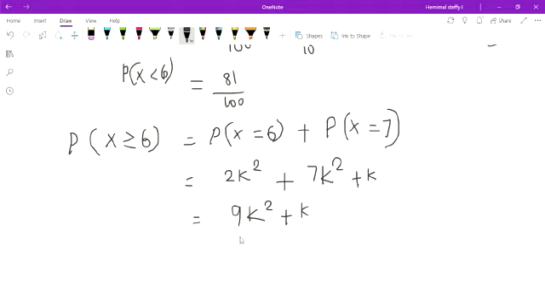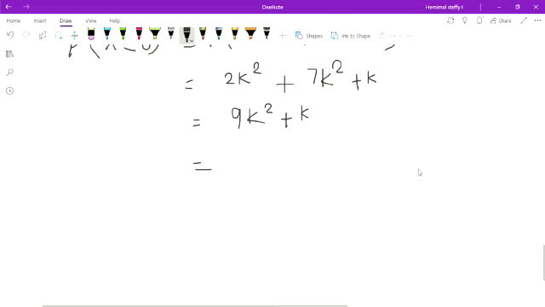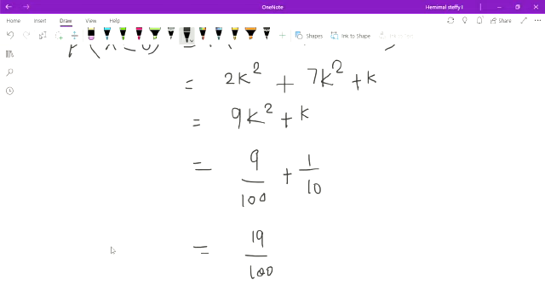Then in this place I'll substitute k as 1 by 10. It gives 9 by 100, because k is equal to 1 by 10 means k square is equal to 1 by 100, plus 1 by 10. Then what is the answer? This is 19 by 100. This is the answer of X greater than or equal to 6.